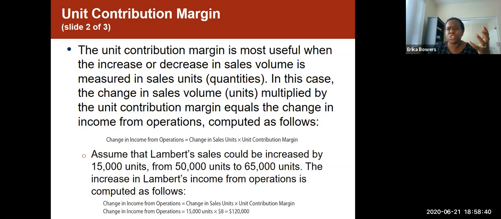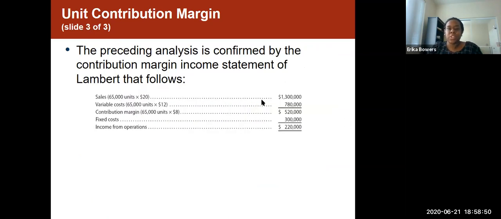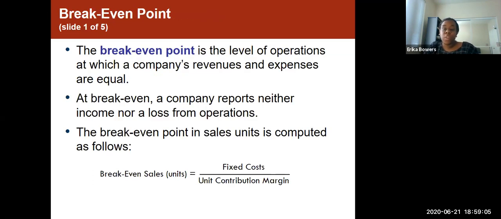So these are great, quick measures to see if you make a change in one area of your business, how it will impact your bottom line. And this is just walking through that analysis to show you here. Remember, it was originally 100,000, now it's 220, and we estimated that it would increase by 120,000. So that's cost volume profit analysis, looking at our contribution margin ratio and our unit contribution margin.